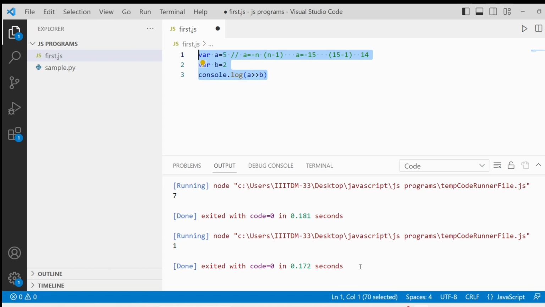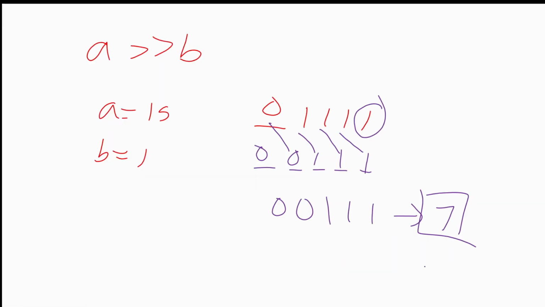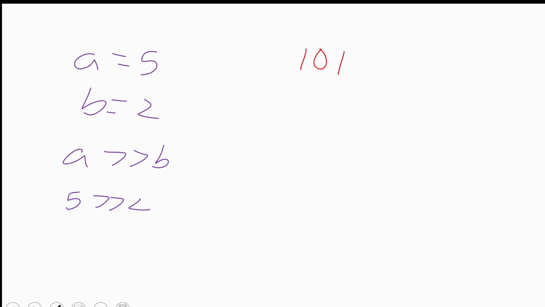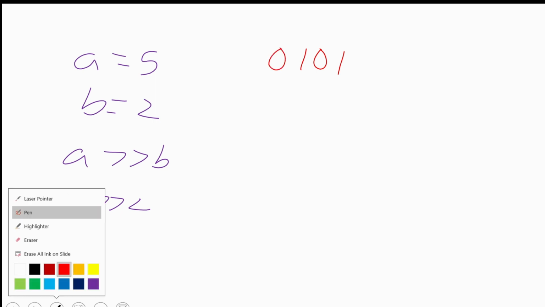How did you get the 1? Let me discuss it with you all. So A value is how much? 5. B value is how much? 2, and you are saying A right shift by B. So 5, you need to perform right shift by 2 times. Then how it will work is that 5, if you convert into a binary number, you will get 1 0 1. As it is a plus 5, the sign bit will be 0. And now you need to perform right shift 2 times.